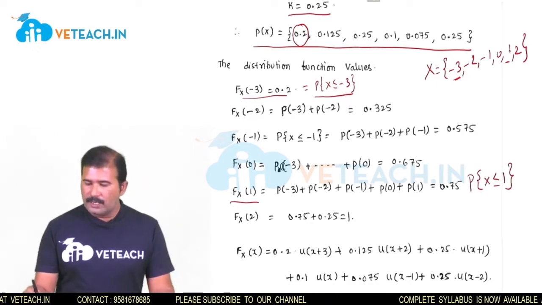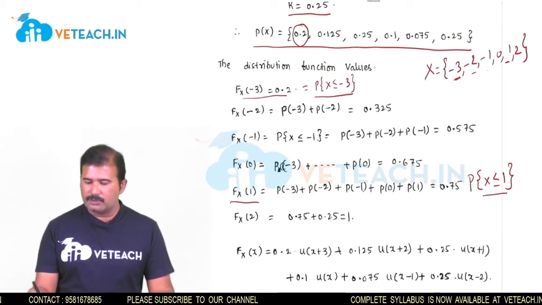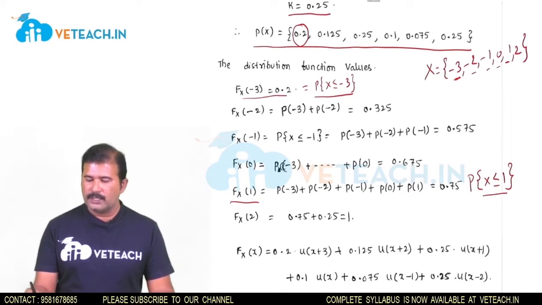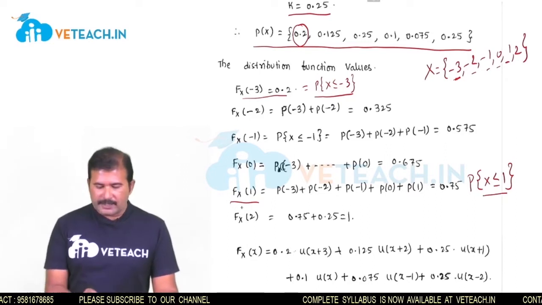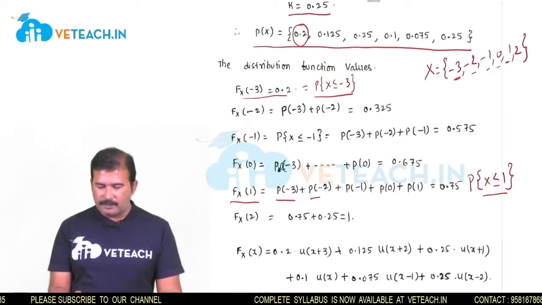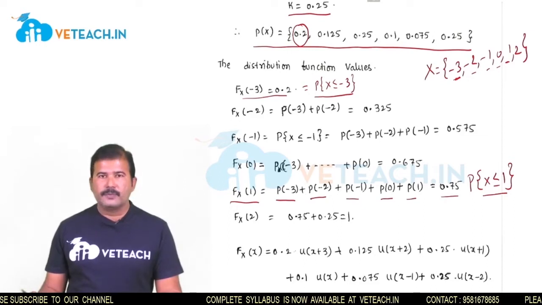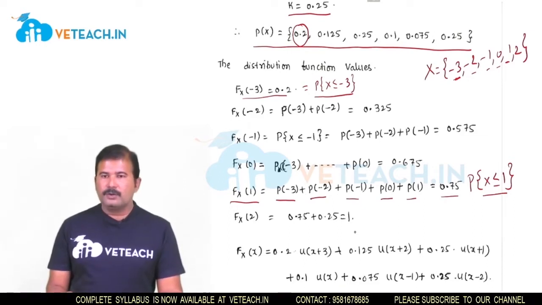So totally how many elements satisfy this relation, x less than or equal to 1? -3, -2, -1, 0 and 1. Totally there are 5 elements. So Fx of 1 is the sum of all the corresponding probabilities: probability of -3, probability of -2, -1, 0 and 1, that is 0.75. Similarly, we can find all the values.